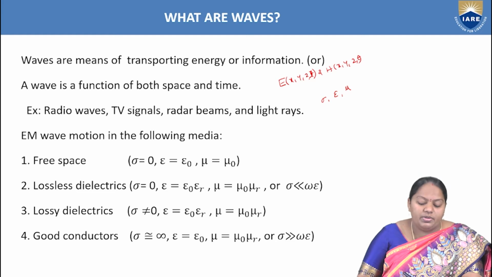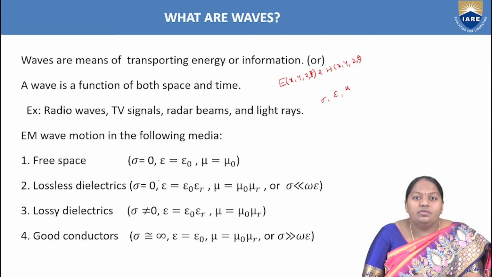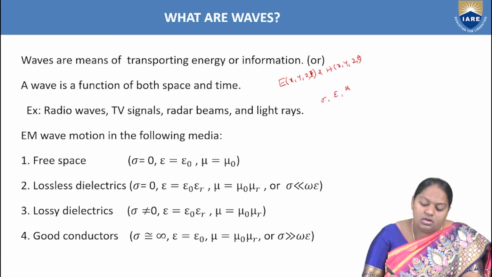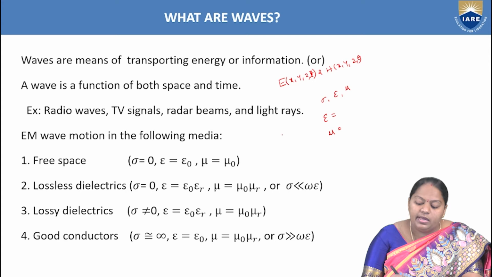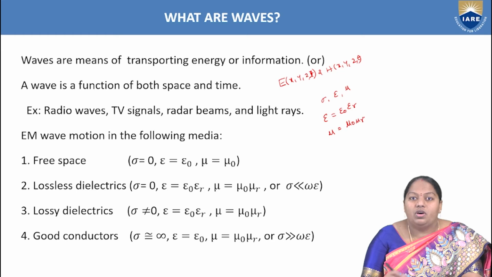In that, the representations for the three characteristic wave parameters are: for the free space medium, the ideal value of conductivity is equal to 0, epsilon is replaced by epsilon naught and mu is replaced by mu naught. In general, the formulas are given here: epsilon equal to epsilon naught into epsilon r and mu is mu naught into mu r.